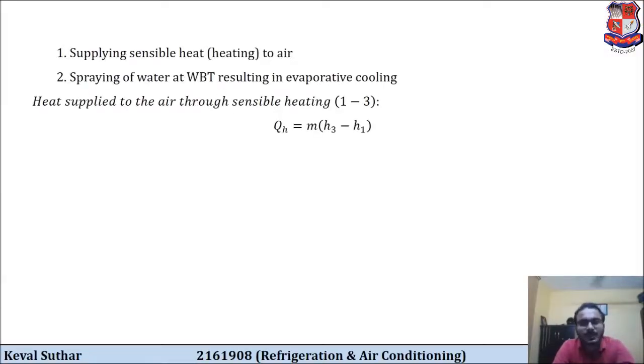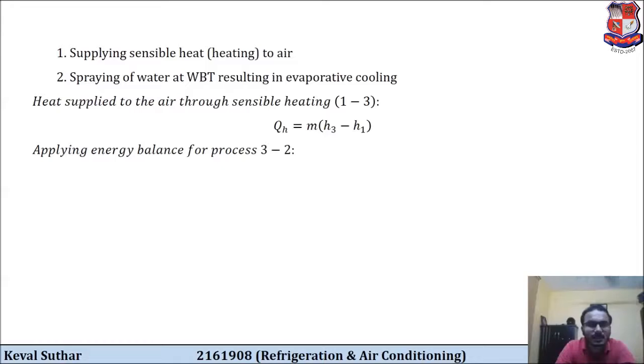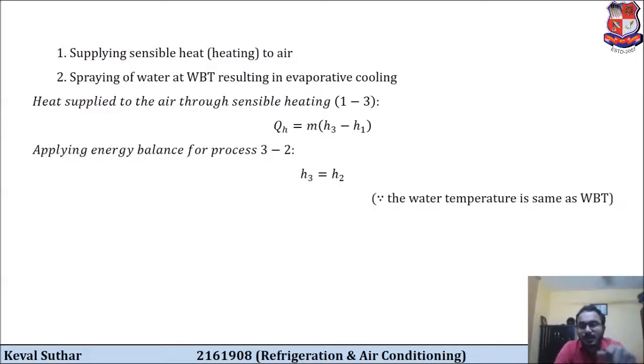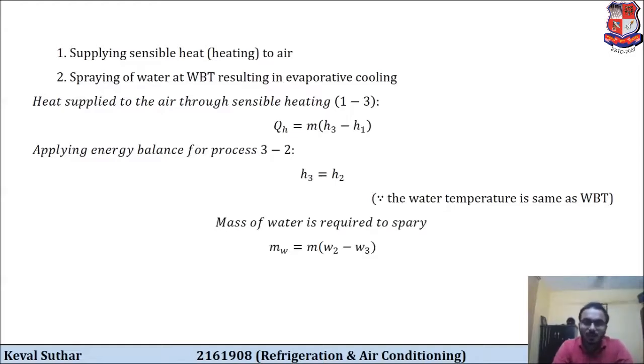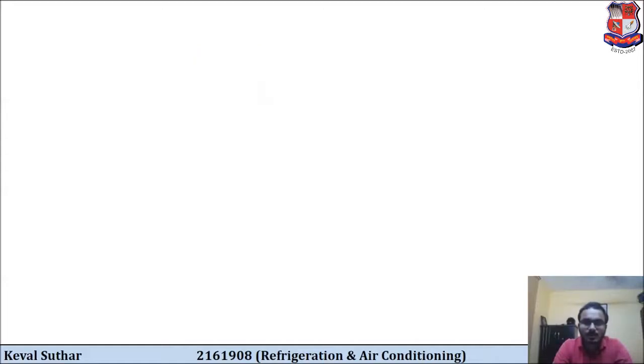So the heat supplied through sensible heating is given by QH, that is equal to M into H3 minus H1, that is the horizontal process. Second is applying the energy balance for process 3 to 2, which is actually the cooling and humidification process, in which the enthalpy remains constant as we are keeping the temperature of water as the wet bulb temperature of the air. As I have written that the water temperature is same as WBT, so mass of water required to spray is MW equal to M into W2 minus W3.